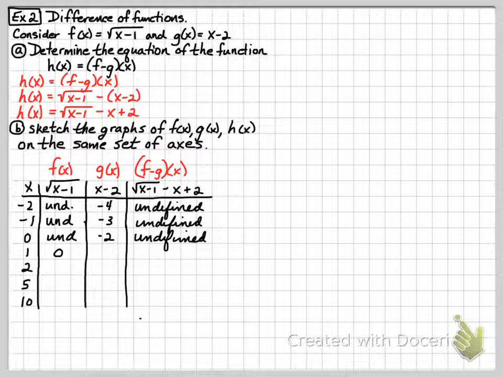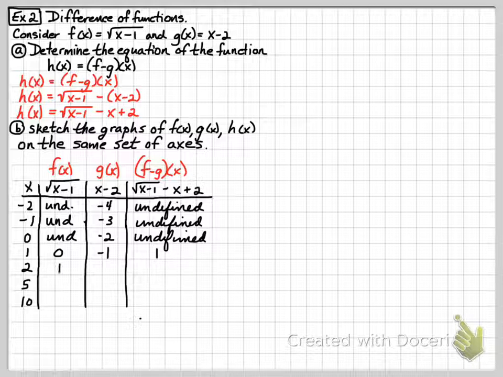For g of x, I am going to have 1 minus 2, which is negative 1. And for h, 0 minus negative 1 is positive 1.